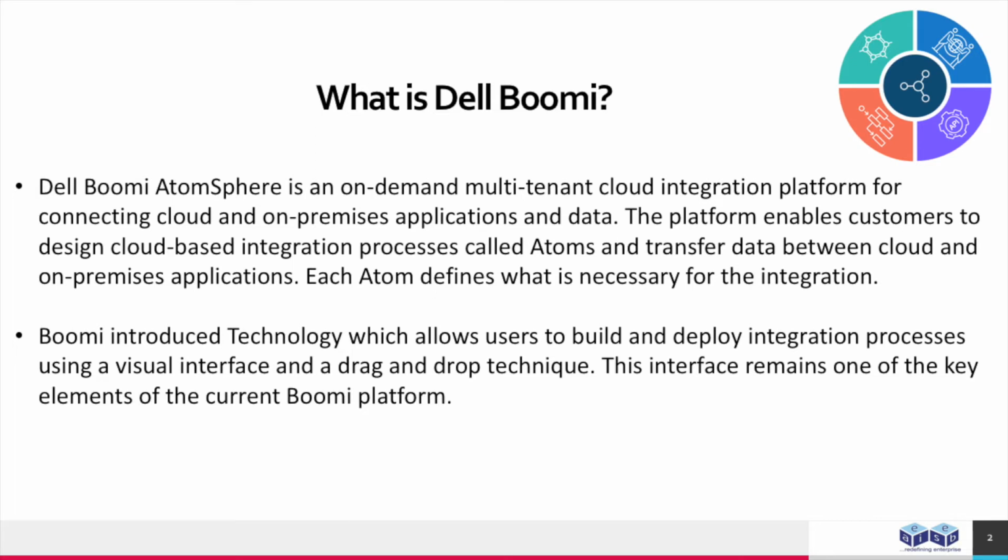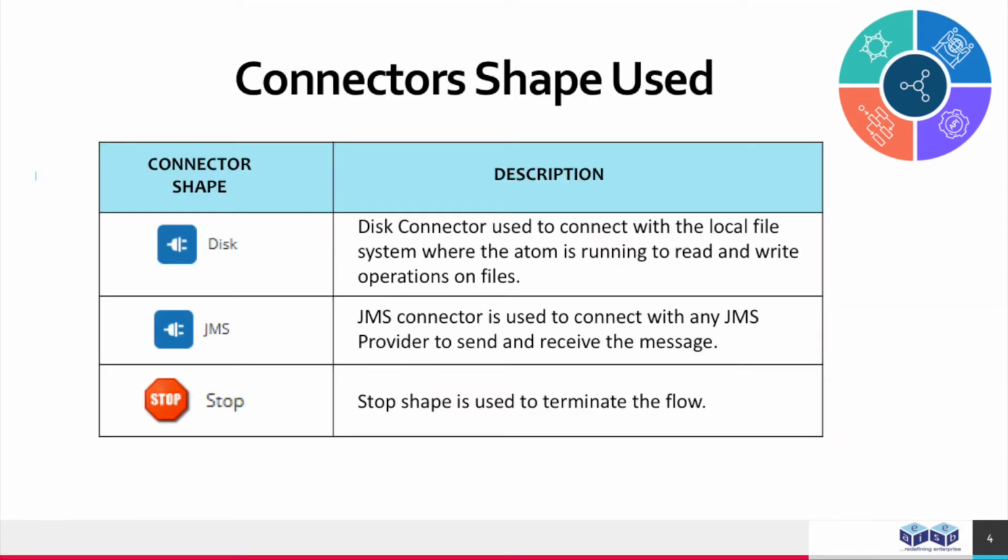Boomi introduced technology which allows users to build and deploy integration processes using a visual interface and a drag-and-drop technique. This interface remains one of the key elements of the current Boomi platform. Disk connector is used to connect with the local file system where the atom is running to perform read and write operations on files. JMS connector is used to connect with any JMS provider to send and receive messages. Stop shape is used to terminate the flow.